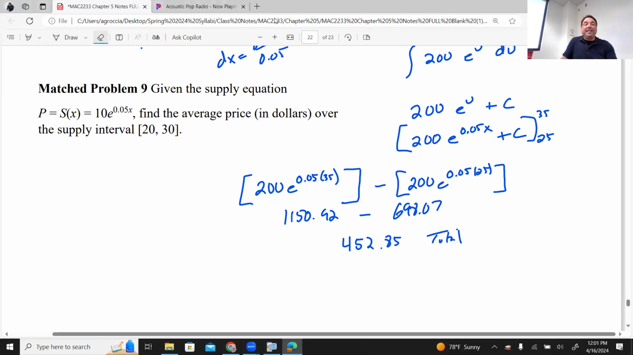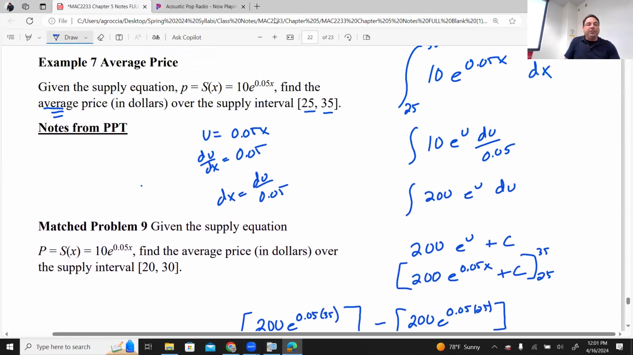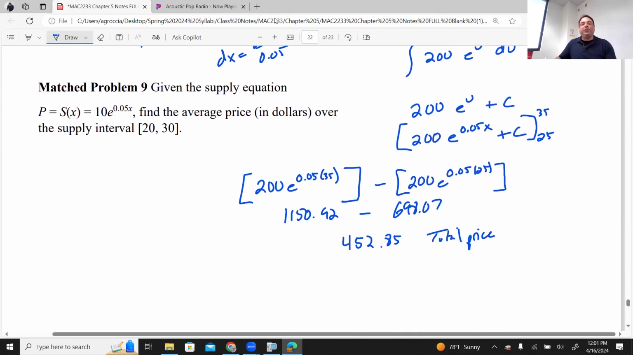But this one didn't ask for total price. This one specifically asked for average price. When it has that little extra, average price, okay, I found the total price from 25 to 35. But if I want the average price, I would have to take my total answer and divide by what? Perfect. You divide by 10.